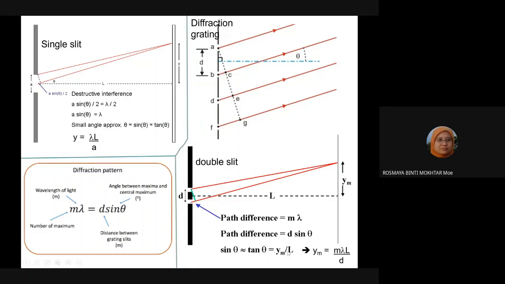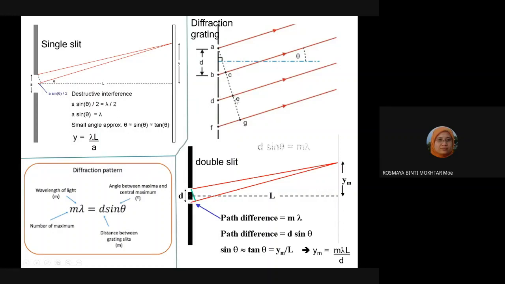So you use tan theta is Y per L. L is the distance, capital letter D in the previous lesson. So Y per L. You get distance Y_m, the distance between two bright fringes, the central maxima and the order m. So Y_m equals m lambda L per d. Okay, this is correct. So d is the distance between the two slits.